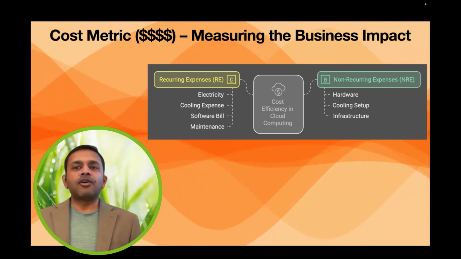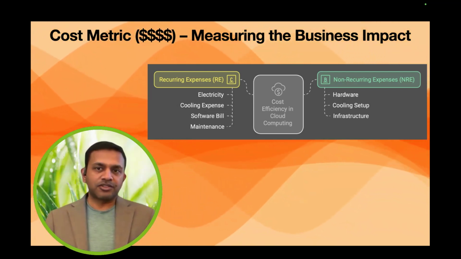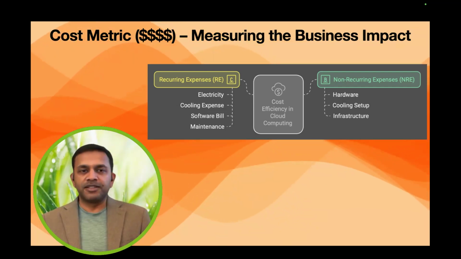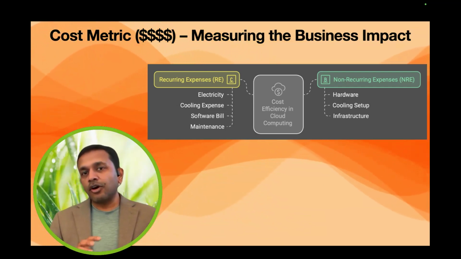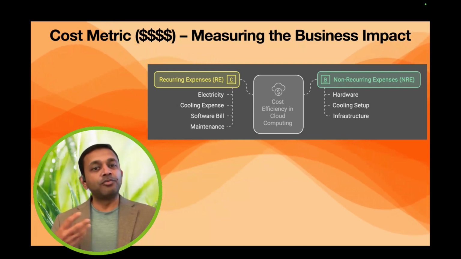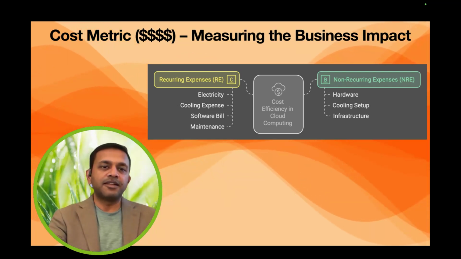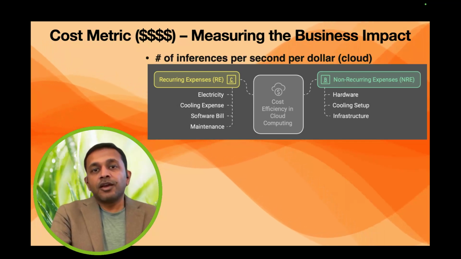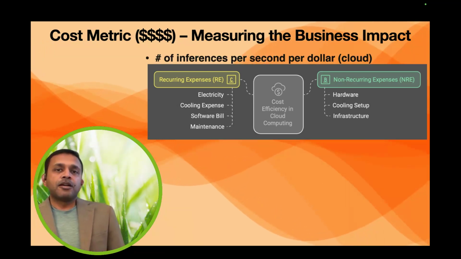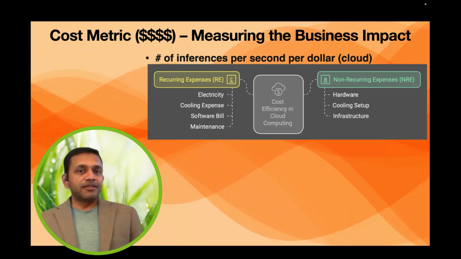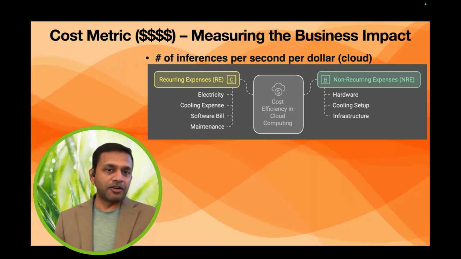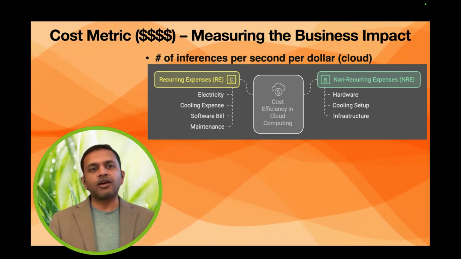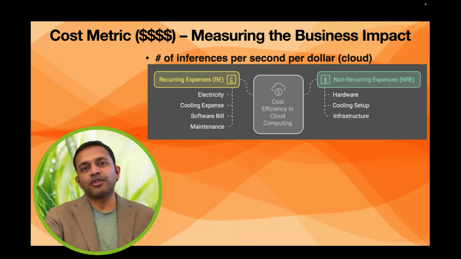And we all know the non-recurring expense: the hardware itself, the cost of setting up a data server, and the cooling setup itself is no less. Each of these components runs in a few millions if you really set up one data center, or AI center. One metric we can see is how many inferences per second per dollar the cloud is able to perform. And we can have the amortized value, combining all of the expenses that you have made.